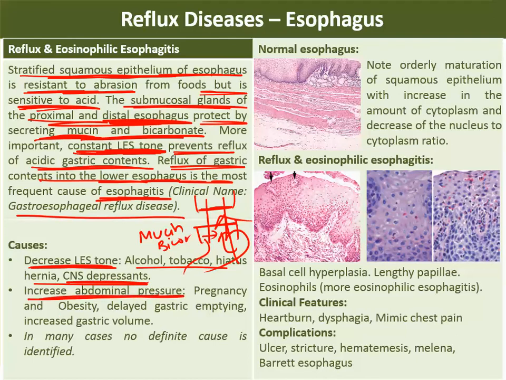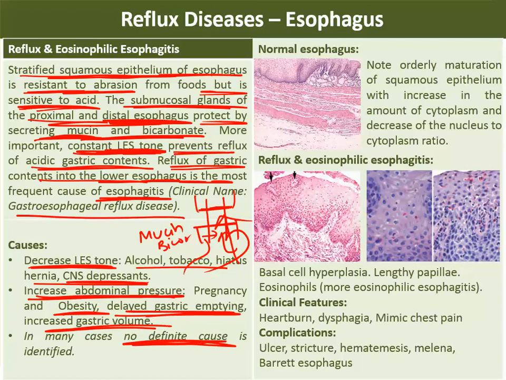Anything that increases abdominal pressure, for example pregnancy, will create pressure in the abdomen, so the stomach is constricted and the gastric content can come into the esophagus. Likewise obesity, delayed gastric emptying and increased gastric volume. Some person takes too much food, or there is a delay in gastric emptying. This all causes increased abdominal pressure. In many cases, we can't know what the cause is. Sometimes we say you are obese, so reduce your weight and it will come down. Likewise, sometimes there is no cause, but they keep on having this disease.